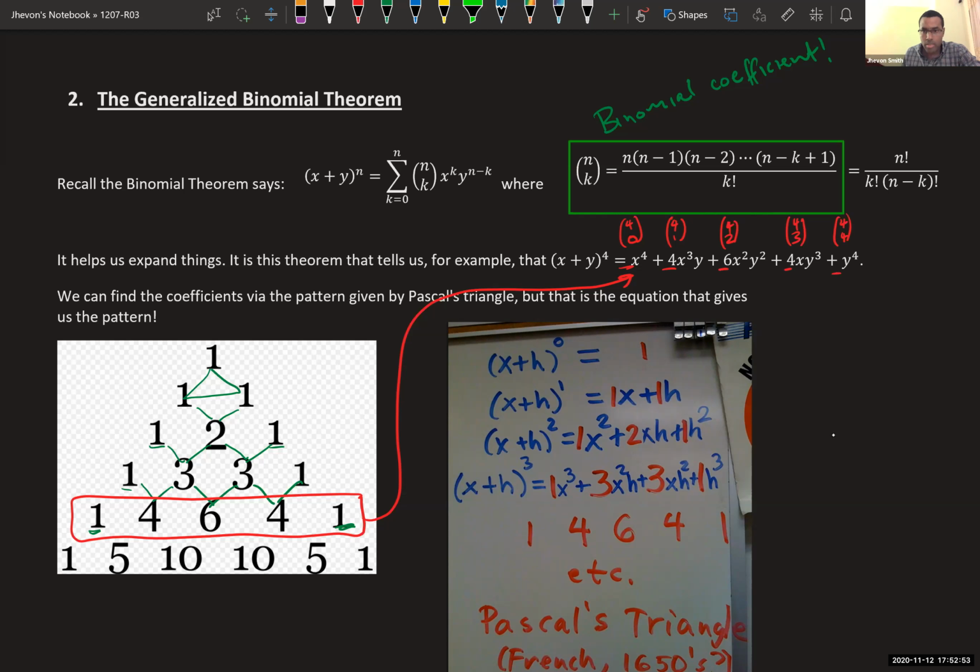To find the powers of x, you start with the highest power of x and count down: x to the fourth, x cubed, x squared, x, and x to the 0. Then you start with y to the 0 and count up: y to the 0, y to the 1, y to the 2, y to the 3, y to the 4. So you can expand things like that. That's the binomial theorem. You would have learned about that in pre-calculus, although you probably never wrote it out as a summation there.